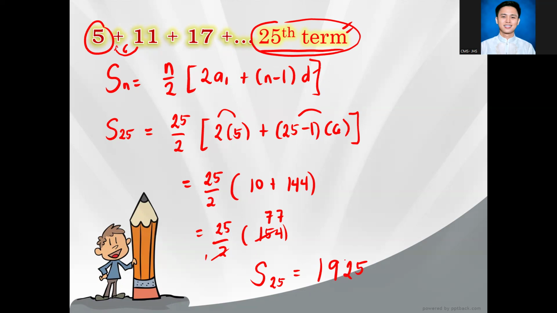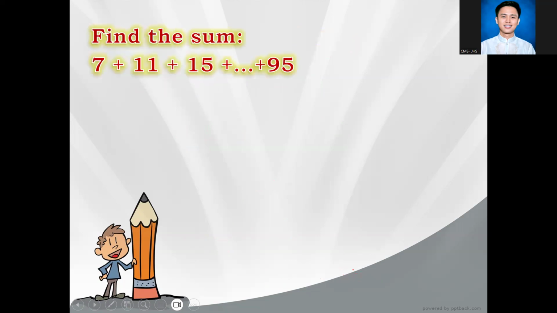1,925. Okay? So when we add 5 plus 11 plus 17 plus up to the 25th term, we are adding 25 terms or 25 numbers. In the end, the sum or the resulting value is 1,925. Clear? I hope so. I think this is the last example.